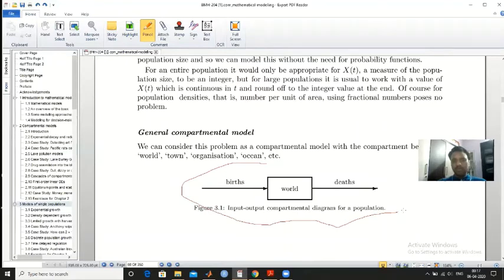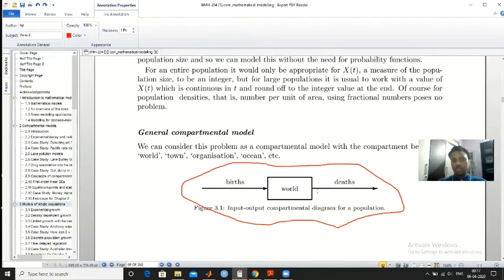This is a simple model diagram. Suppose this is our population, and this population may be of any geographical region which we have to consider. It may be a city, a village, a town, a country, or the whole world. The compartment may represent any world, town, organization, or ocean, etc., in which we have to consider the dynamics of the population.